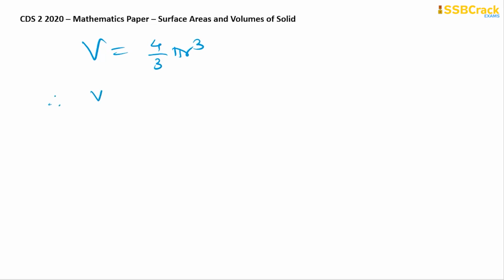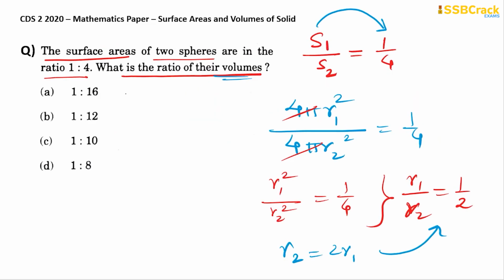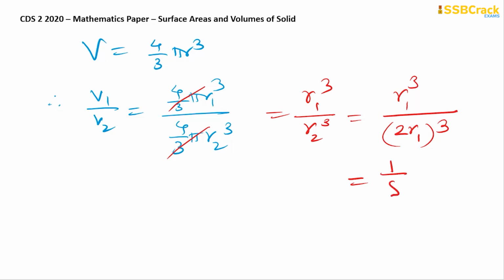So therefore we have the V1 by V2 ratio equal to 4/3 pi r1 cube upon 4/3 pi r2 cube, isn't it? Out of which the constants get cancelled and we will remain with r1 cube by r2 cube, and there also we know the value of r2 in terms of r1. So r1 cube I will write as it is, r2 cube is (2 r1) the bracket cube, because we had r2 equal to 2 times r1, isn't it? So we would see here we get 1/8, because r1 cube by r1 cube cancels and 2 cubed is 8. So what's the ratio we obtain for the volumes?